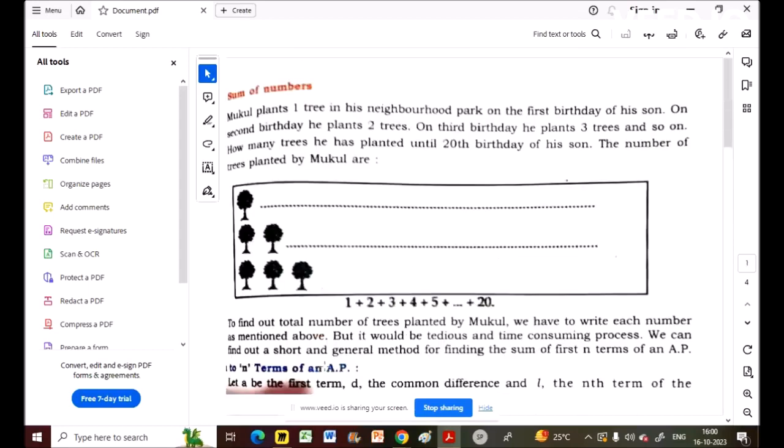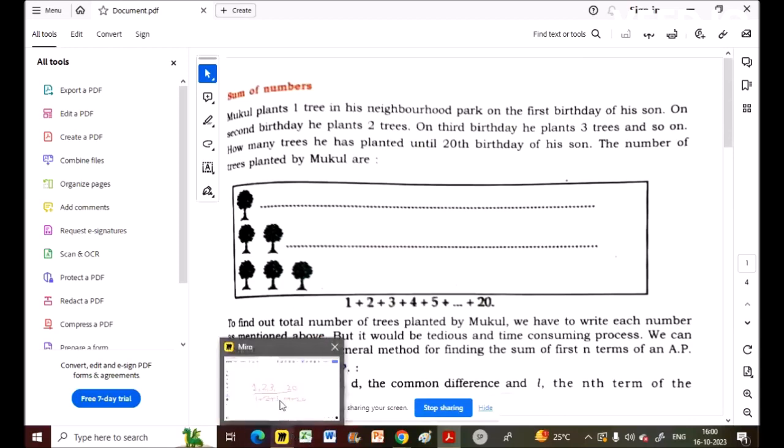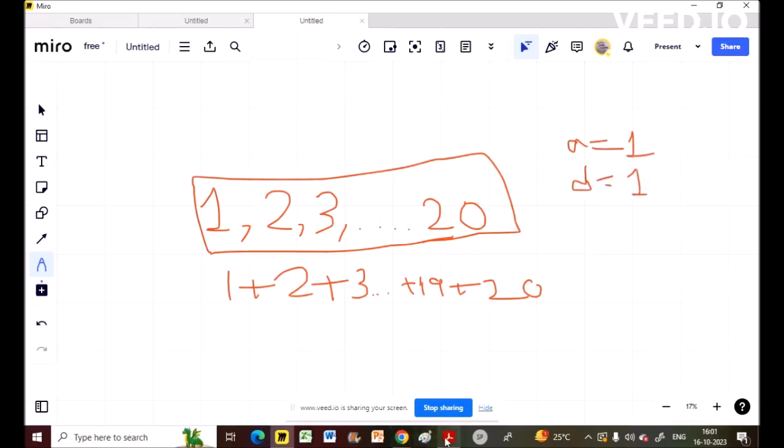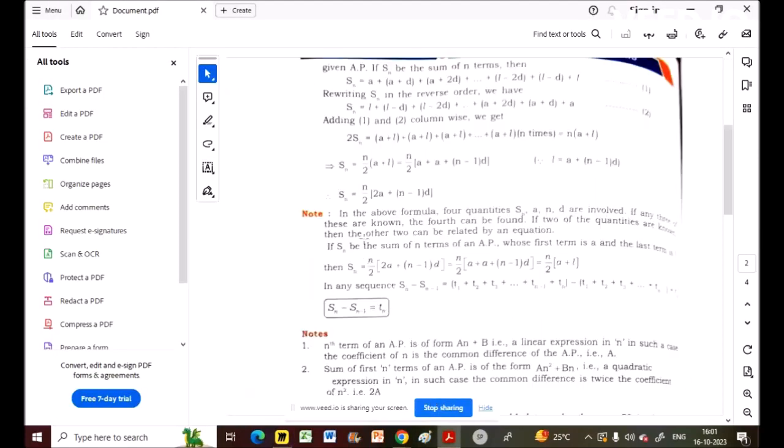So, there is a formula for the sum of n terms in an arithmetic progression. You may notice here, it's an arithmetic progression. The first term here is 1, and the common difference here is also 1 itself. So, how can we find the sum of n terms of an AP?